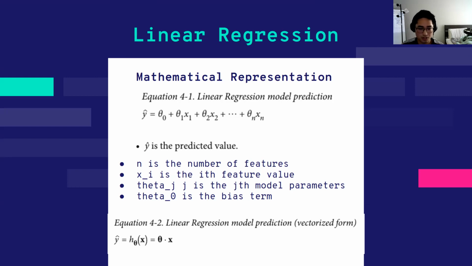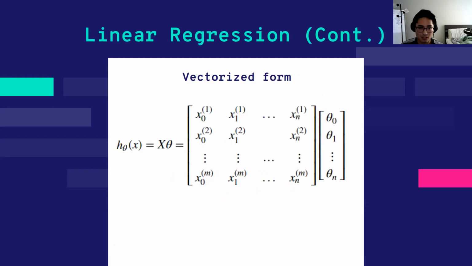So an easy way to see this representation is through a vectorized form, which you can see from equation 4.2. y hat is equal to h sub theta of x as a function, and it's equal to theta times x. Now the vectorized form, which we will see in the next slide, is pretty much how it looks. We represent it as a matrix to make it readable not only for us, but also for the program to read.